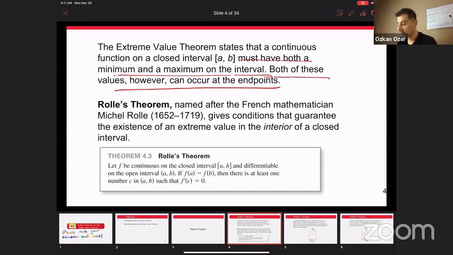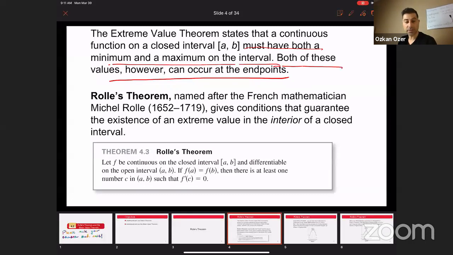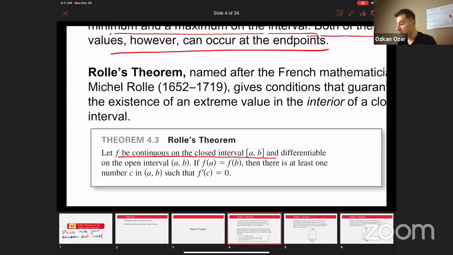So now let's state Rolle's theorem. Let's say we have a continuous function on the closed interval [a, b]. And we need an extra condition here called differentiability on the open interval (a, b). So two conditions. One is continuity on the closed interval. Second, we want the function to be differentiable on the open interval (a, b). And third, we want the endpoints providing the same function value. In other words, f(a) equals f(b).